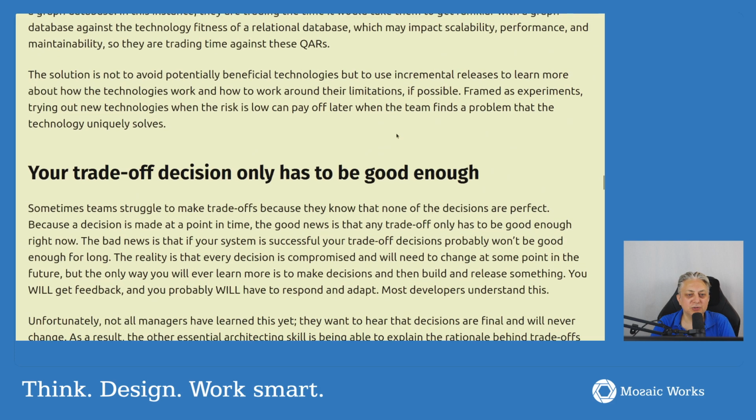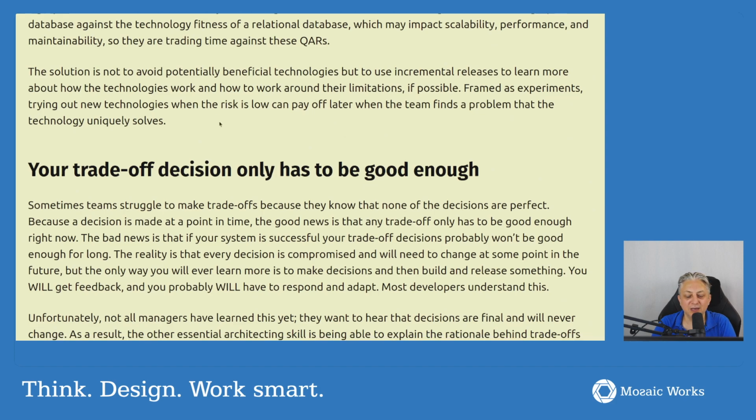The solution is not to avoid potentially beneficial technology, but to use incremental releases to learn more about how the technologies work and how to work around their limitations if possible. Framed as experiments, trying out new technologies when the risk is low can pay off later when the team finds a problem that the technology uniquely solves. Yeah, and watch that video if you don't get this part about incremental work, because that's basically what we detail.